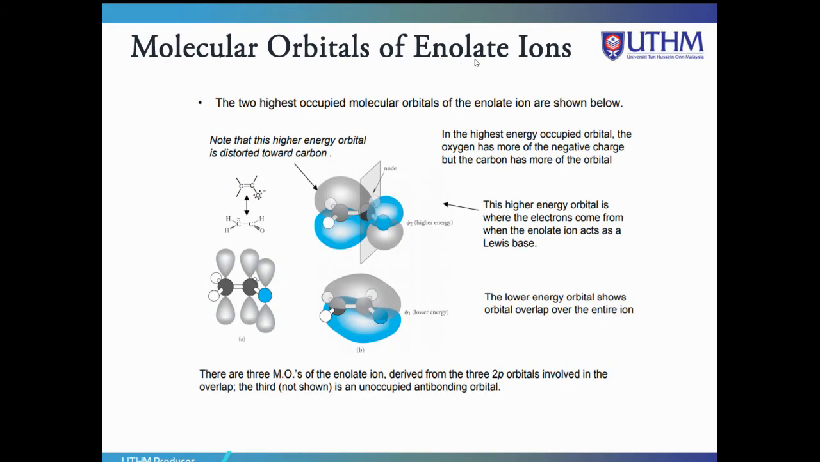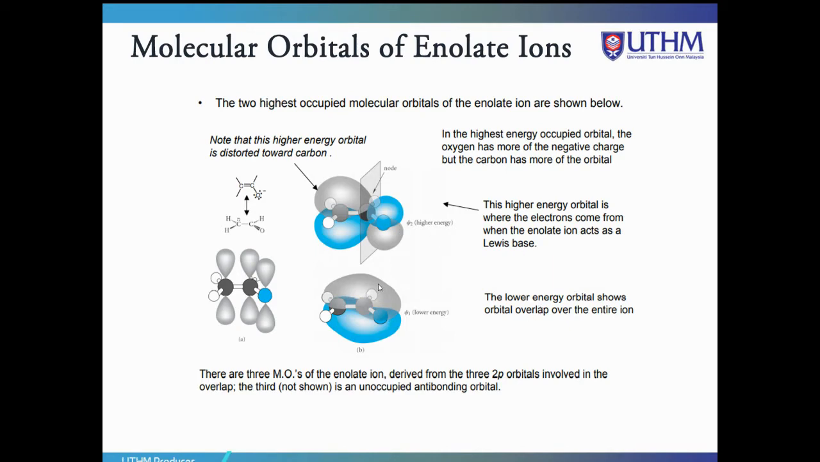Molecular orbitals of enolate ion. The two highest occupied molecular orbitals of the enolate ion are shown below. Note that this higher energy orbital is distorted toward carbon. In the highest energy occupied orbital, the oxygen has more of the negative charge, but the carbon has more of the orbital. This higher energy orbital is where the electrons come from when the enolate ion acts as a Lewis base.